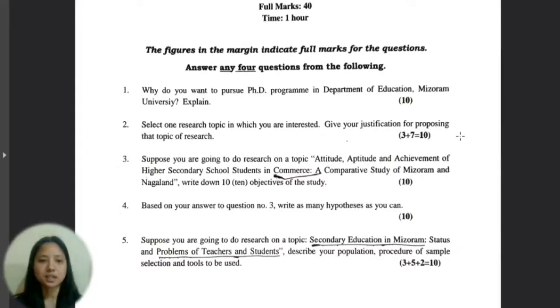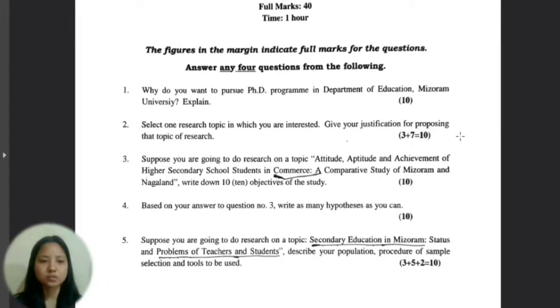So the third question is, suppose you are going to do research on a topic, attitude, aptitude, and achievement of higher secondary school students in commerce, a comparative study of Mizoram and Nagaland. So write down 10 objectives of the study. This question is very easy. So you can frame objectives such as: to study the attitude of higher secondary school students in commerce in the states of Mizoram and Nagaland.